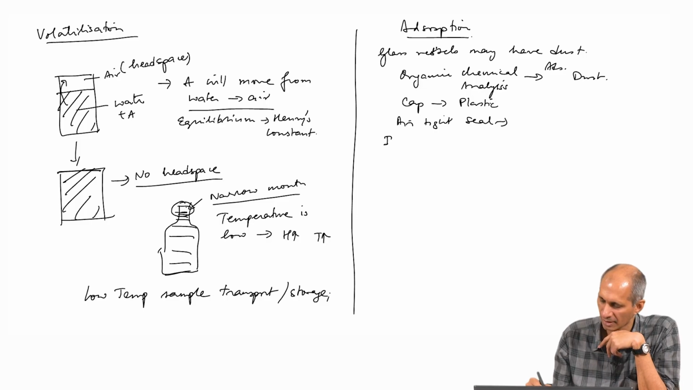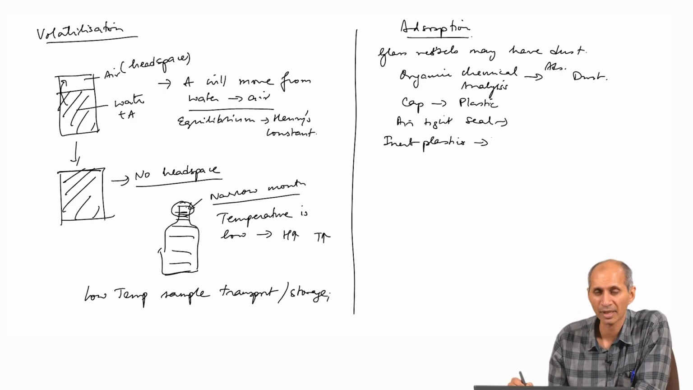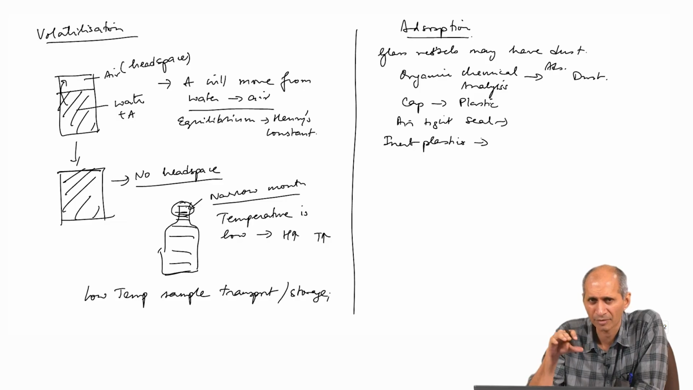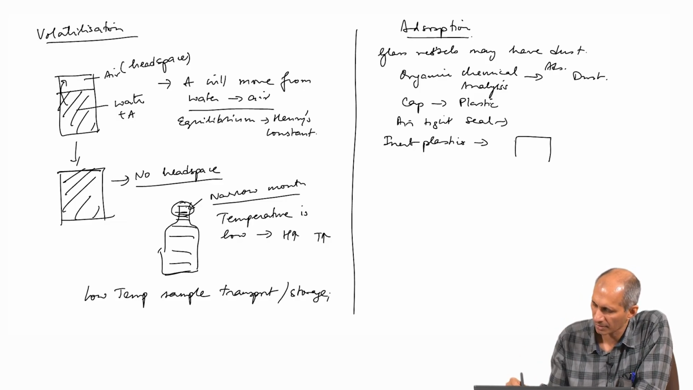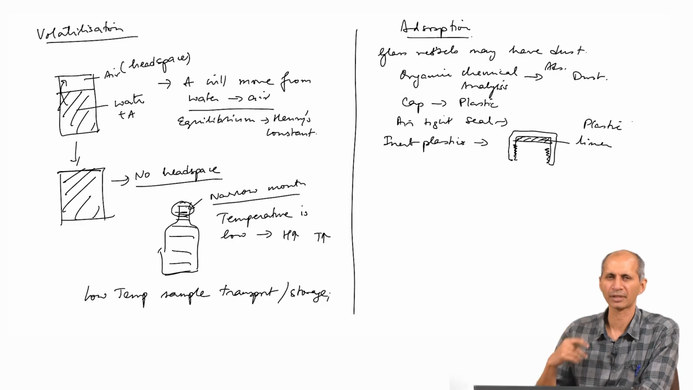Inert plastics means that these plastics do not interact with many things. So, there will be adsorption, but adsorption is minimized to a large extent. There are many plastics that are available that people make these caps with, the lining of the cap. So, the inner lining of the cap is this portion, where this is the screwing mechanism, the screw cap mechanism is here. So, this is a plastic cap, and the inner lining, there is a plastic liner.